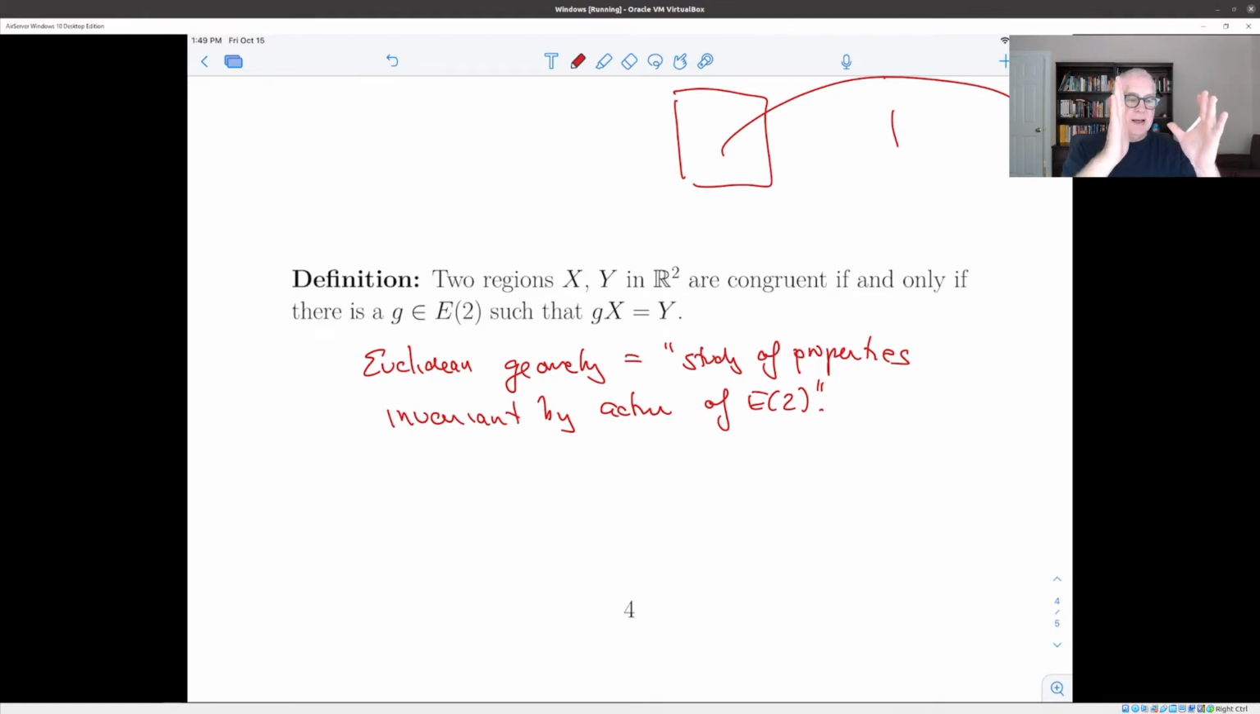And if you think about it, parallelism is one of these properties, because if you have two parallel lines and you do any of these group actions, they stay parallel. Congruence is one of these properties, because if two objects are congruent and then you move one of them, they're still congruent. Similarity is one of these properties. If two things are similar and you move them around in the plane by these rigid motions, they remain similar.